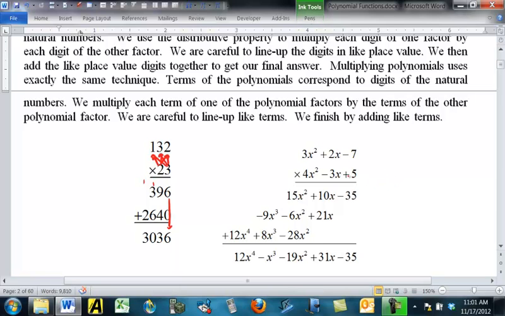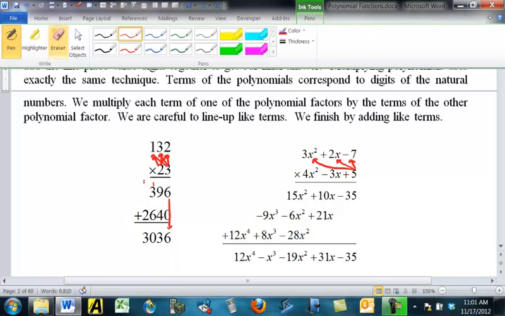We do a similar thing over here when we're multiplying polynomials. We put them in decreasing order first. It makes it a little bit easier. And then multiply the 5 by each one in the top. 5 times negative 7 is negative 35. 5 times 2x is 10x. And 5 times 3x squared is 15x squared.